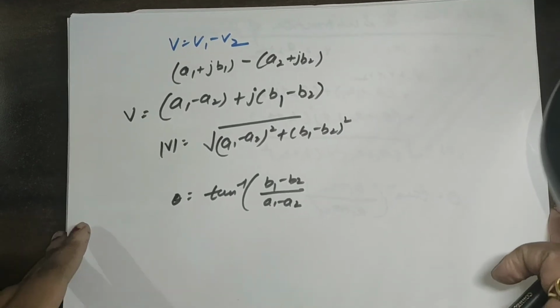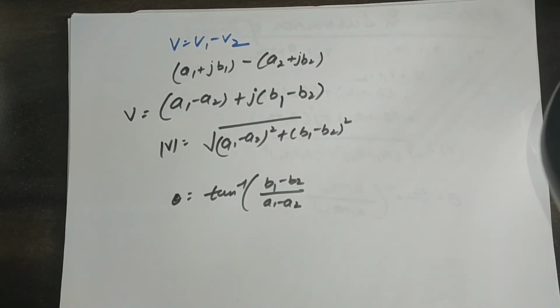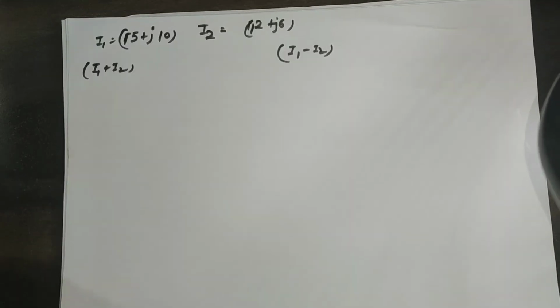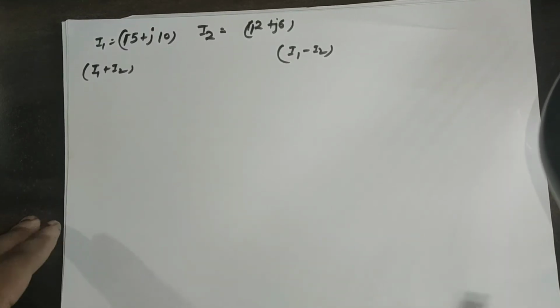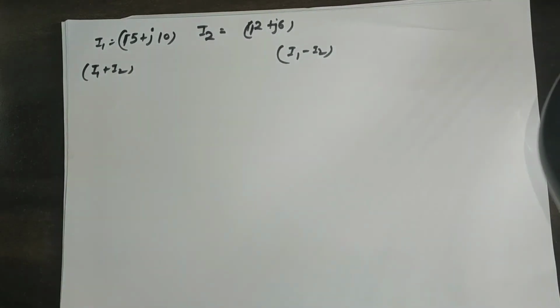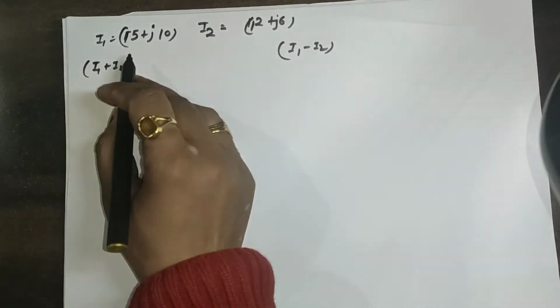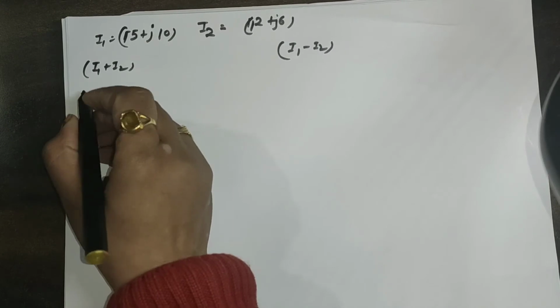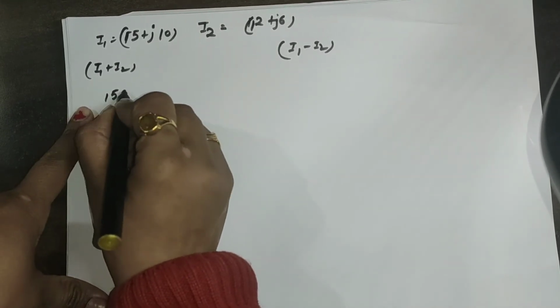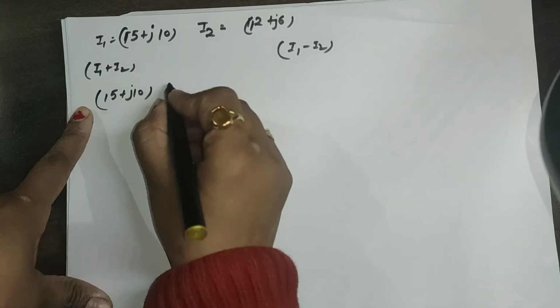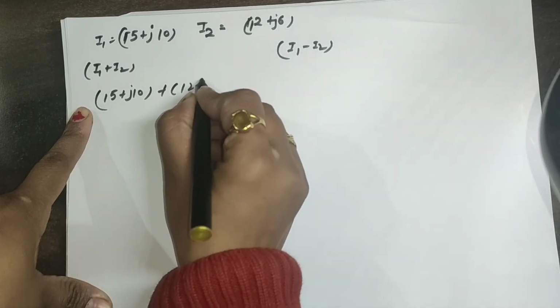Now we will do one numerical to clear your doubts. First of all we will do one numerical regarding addition and subtraction. So let's suppose these two current phasors are given, I1 and I2, and we have to perform I1 plus I2 and I2 plus I1. Now this is your rectangular form. So I1 plus I2 will be 15 plus j10 plus 12 plus j6.